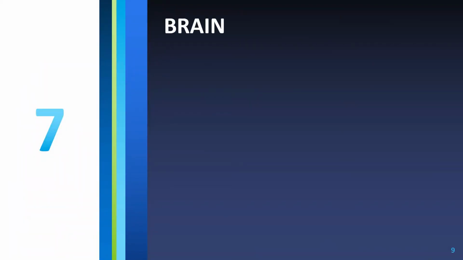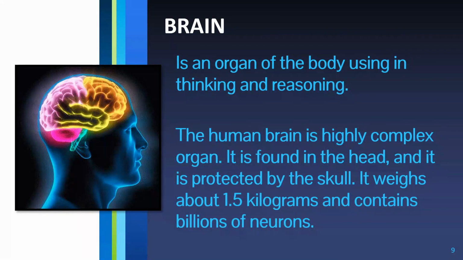So, last one is the brain. Okay. Brain is an organ of the body using in thinking and listening. Alam ko naman na alam niyo na ang brain. Okay, the human brain is a highly complex organ. It is found in the head and it's protected by the skull. It weighs about 1.5 kilograms and contains billions of neurons. So, ito po yung ginagamit natin kapag tayo ay nagrarason at nag-iisip sa mga bagay-bagay. Okay?